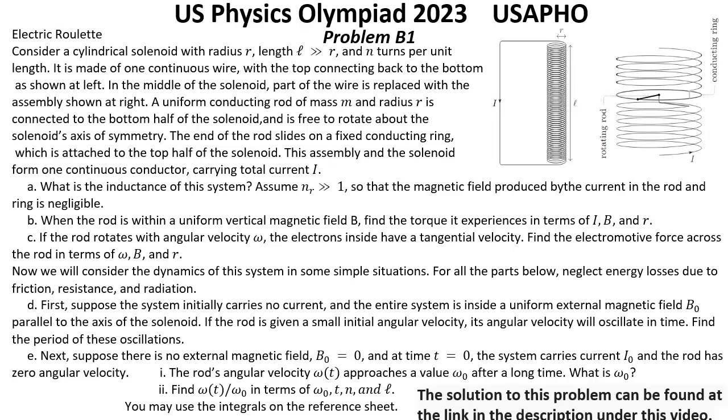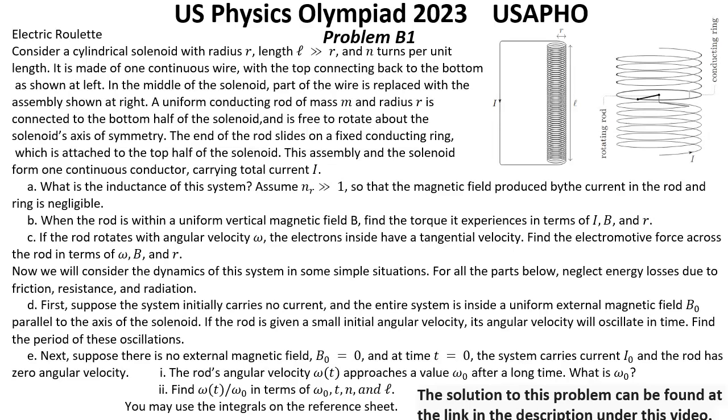A uniform conducting rod of mass m and radius r is connected to the bottom half of the solenoid and is free to rotate about the solenoid's axis of symmetry. The end of the rod slides on a fixed conducting ring, which is attached to the top half of the solenoid. This assembly and the solenoid form one continuous conductor carrying total current I.